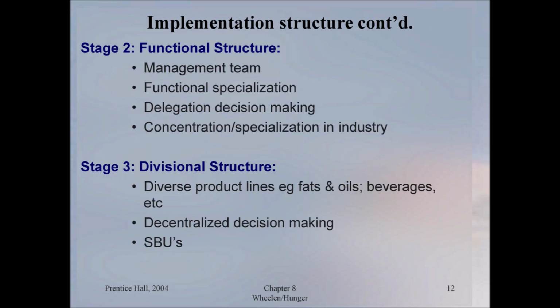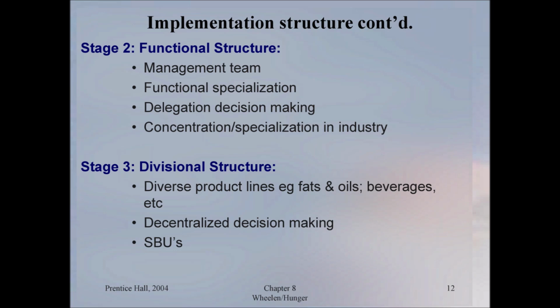Okay. And then we go to the functional structure. The functional structure is where you have a formal structure organized by function. What function means is what you are doing. So you have the marketing activity, the HR activity; all those are the functions. Here you have to put in place a management team and have functional specialization. Delegation of decision making comes in, because as a business owner, the CEO, you don't have all the expertise, so you have to fall on the functional experts. And then also concentration and specialization in the industry, so you specialize in what you need to do.